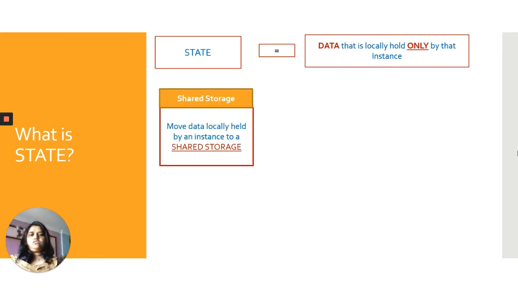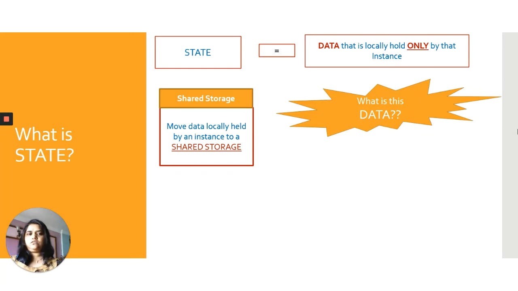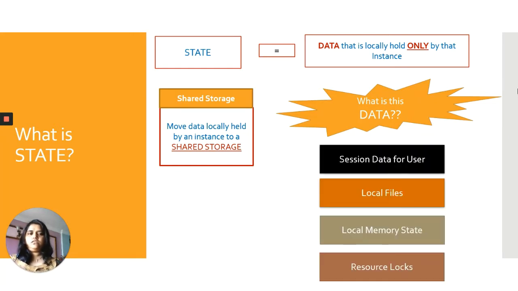What exactly a shared storage is and how we can move the data, we will be looking at in the next slides. First, what we have seen till now is that we can move the data locally held by an instance to a shared storage. But what exactly do we mean by this data? There are four types of data that we will generally encounter as a part of any application. One is the session data for a user, that is the data related to the user, that is a part of every session with which the user interacts.